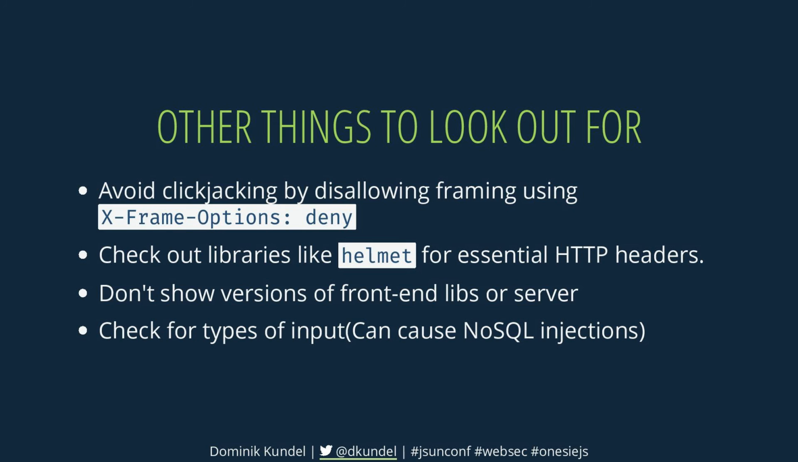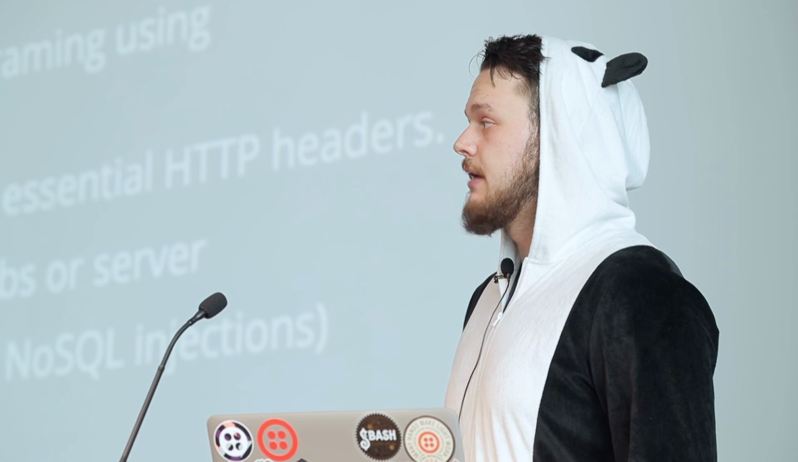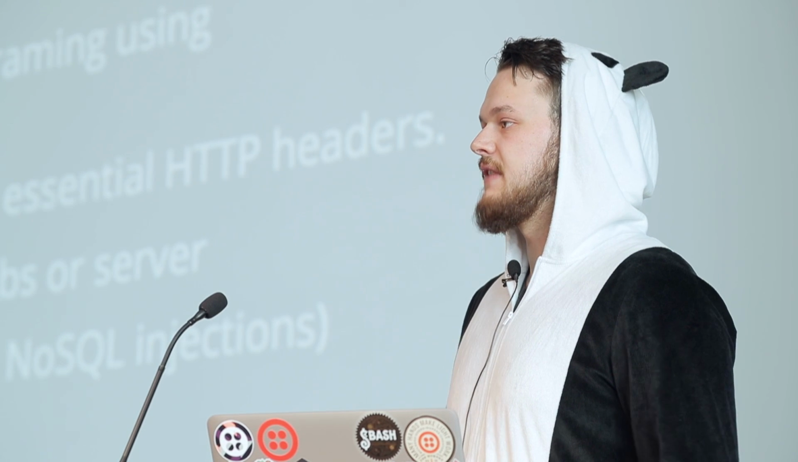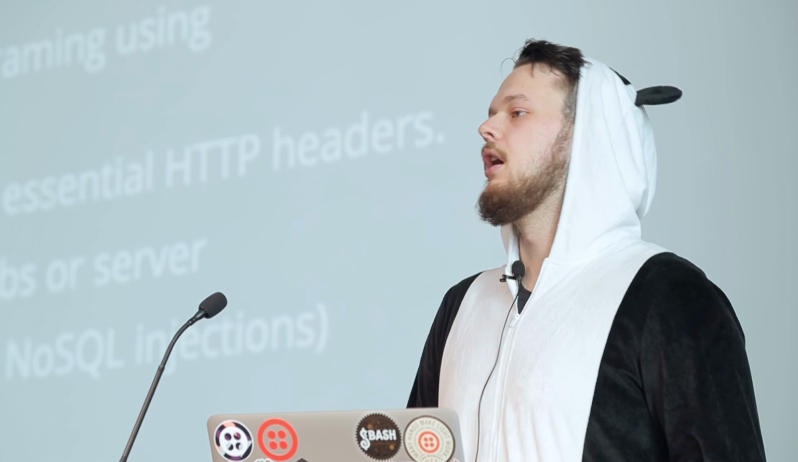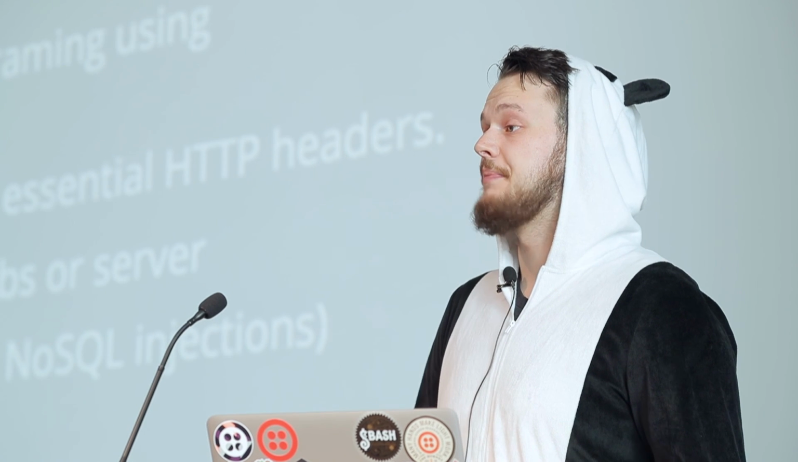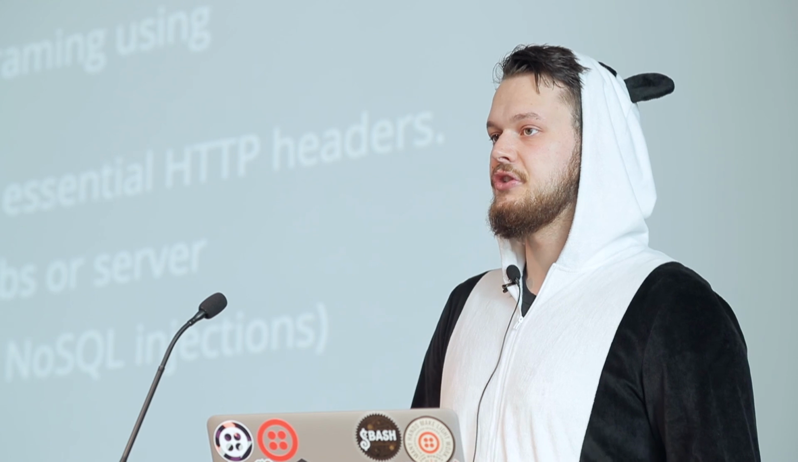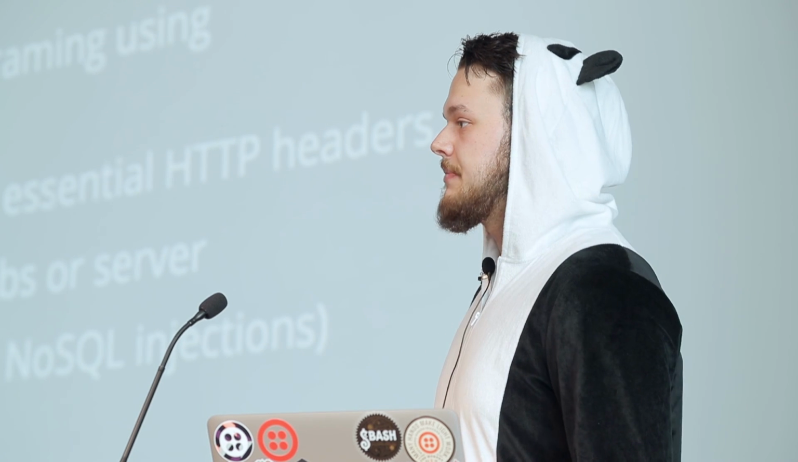And check for types of input. If you're expecting, for example, a query parameter to be a string, check that it's really a string, because some libraries try to be nice to you and parse things as objects if they see it's JSON, for example, or as numbers. Especially with objects, this can be really dangerous, because if you're doing a NoSQL database lookup, for example in MongoDB, for the password being a string, and I pass in an object, I can do a NoSQL injection and log in as any user through that.